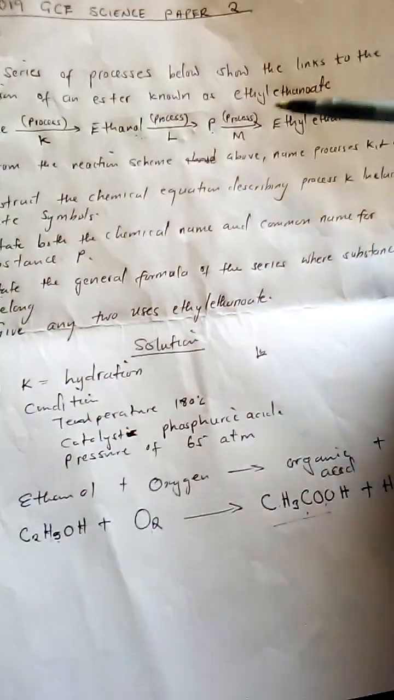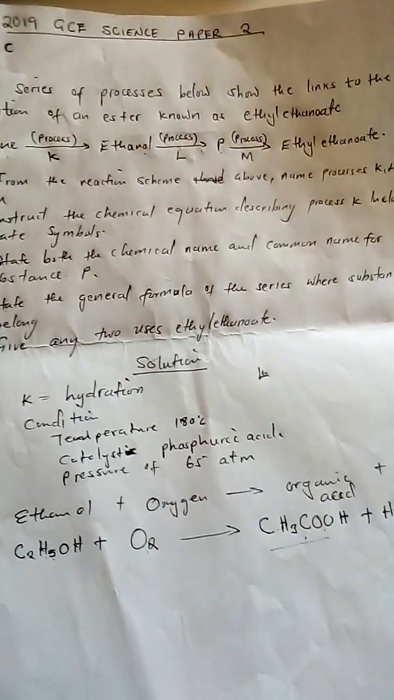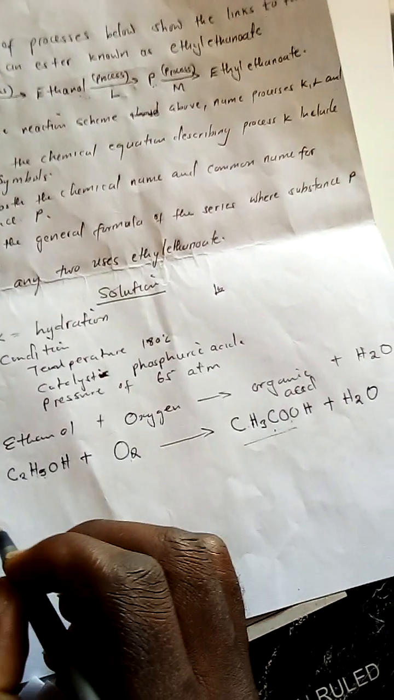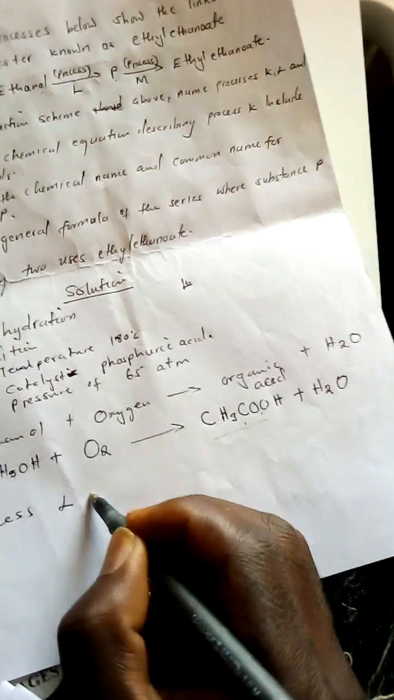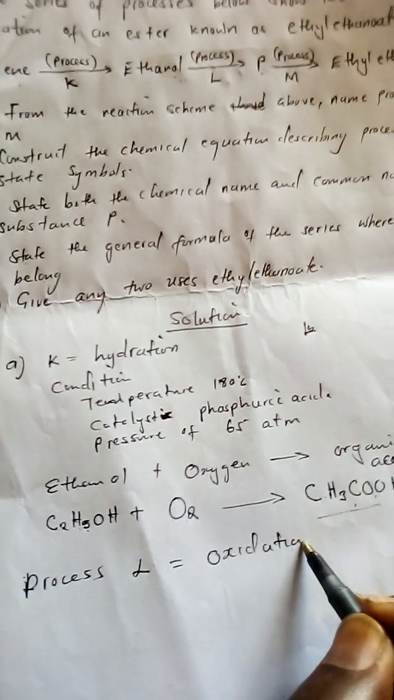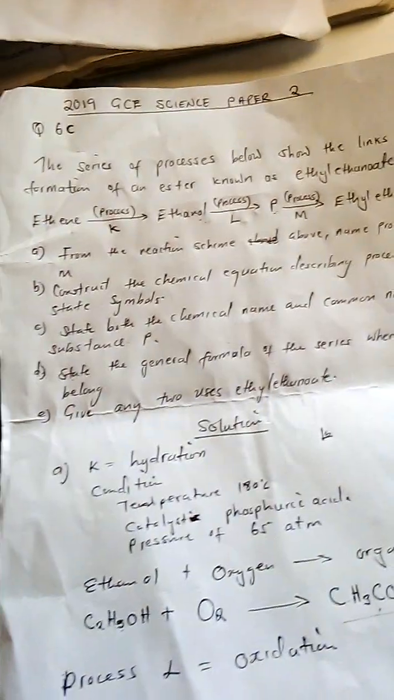Now, since we've only described what is produced there, but we didn't identify the type of process which occurs there, the process that occurs is what we call process L. Process L is called oxidation. Why? This is because we are adding oxygen to a substance. So when we are adding oxygen to a substance, the process is called oxidation.